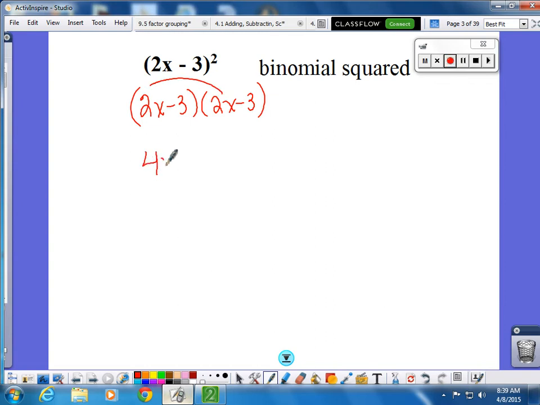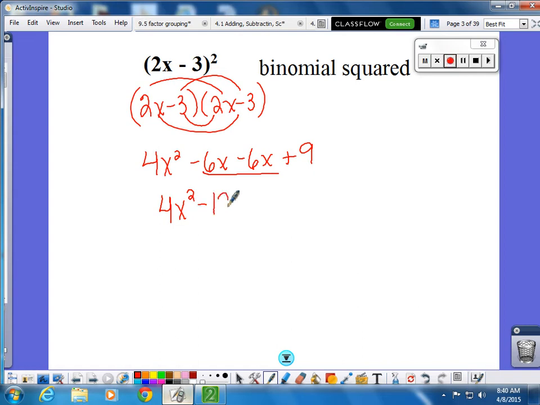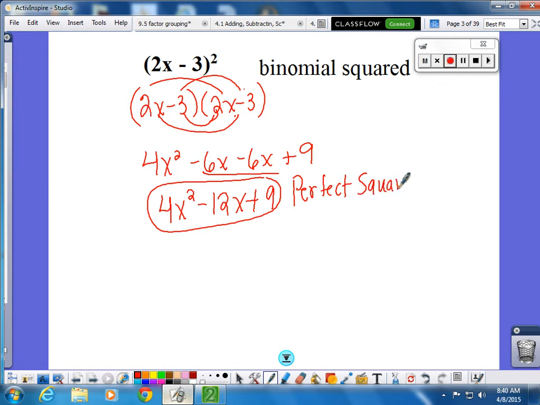First, outer, inner, last. And what happens most of the time with outer and inner, do you remember what you get? Like terms, right? Wait, what order did you go? First, outer, inner, last. Now this answer is called a perfect square trinomial.